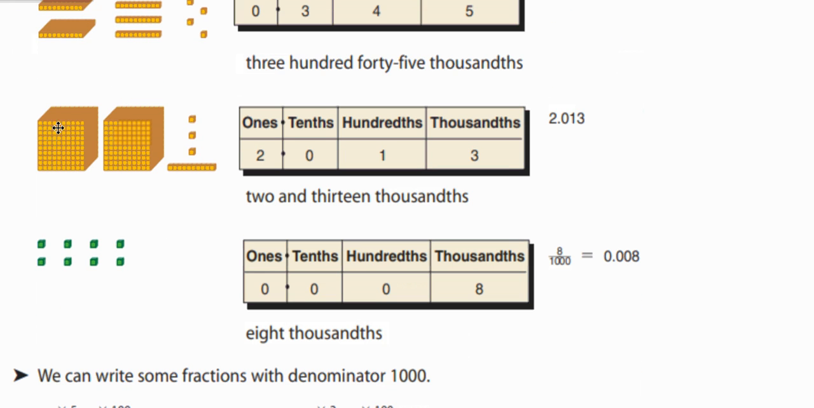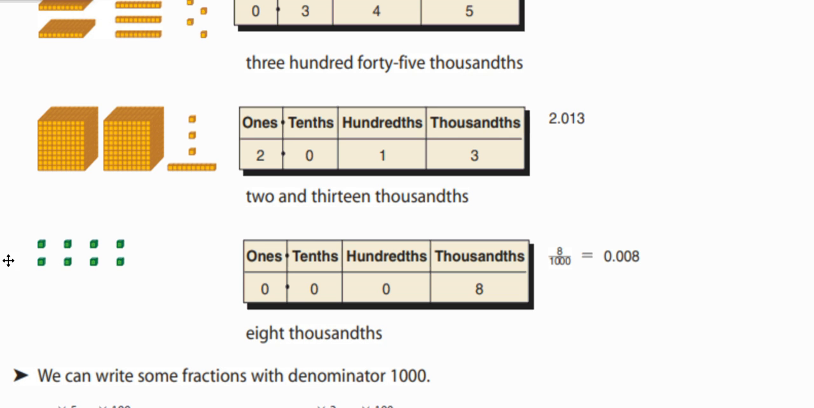In this example here, I have 2 ones. I have 1 hundredth and 3 thousandths. So this number would be 2 and 13 thousandths, or 2.013. Now when we say it out loud or use words, we write this part of the number as if the decimal didn't exist, and then this is the last bit. So 345 thousandths is the last column. 13 thousandths is my last column.